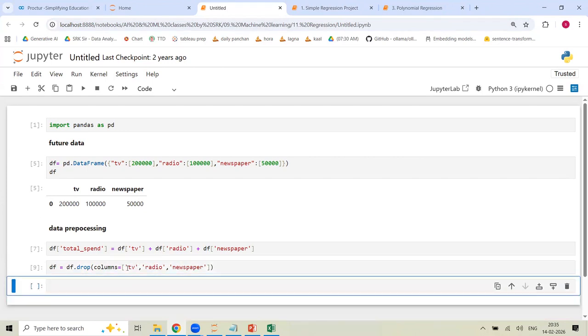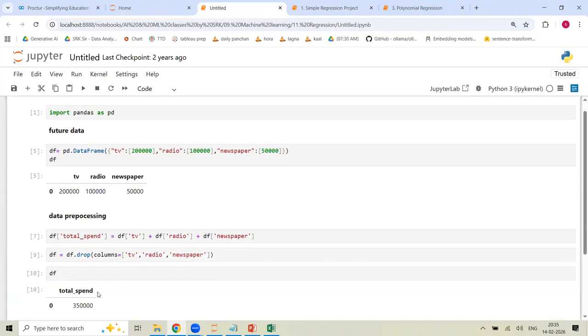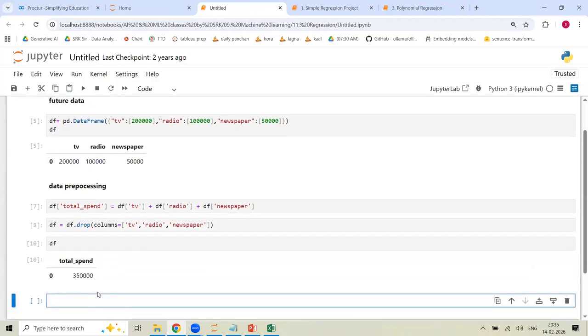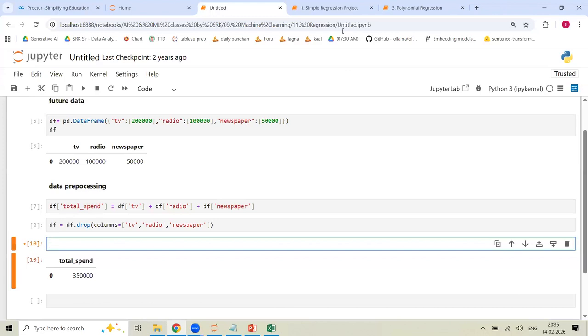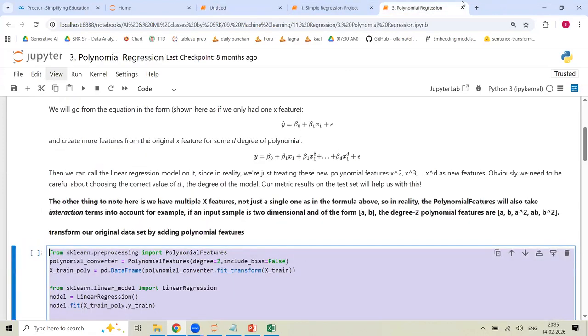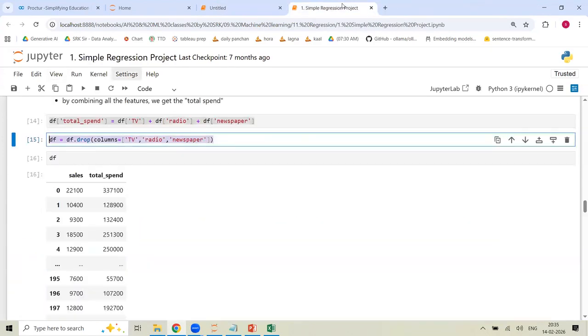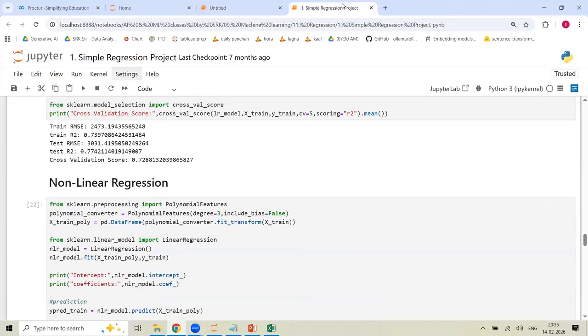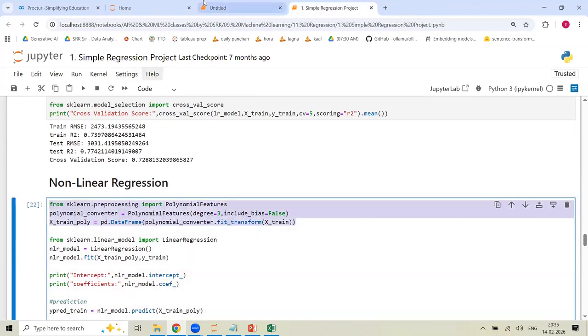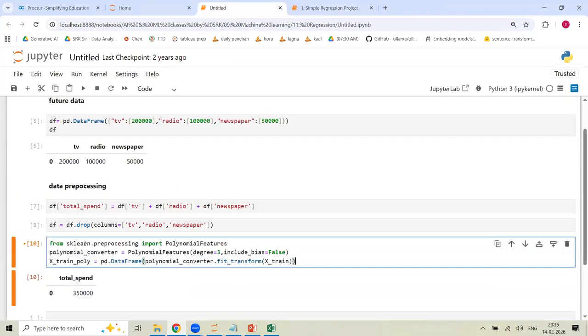After dropping, now finally your DF will be like this. Total spend will be there. Now, for the NLR model, what extra have you done? You have added the features, 2, 3, 3 features you have added. So automatically, here also you have to do the same thing now.